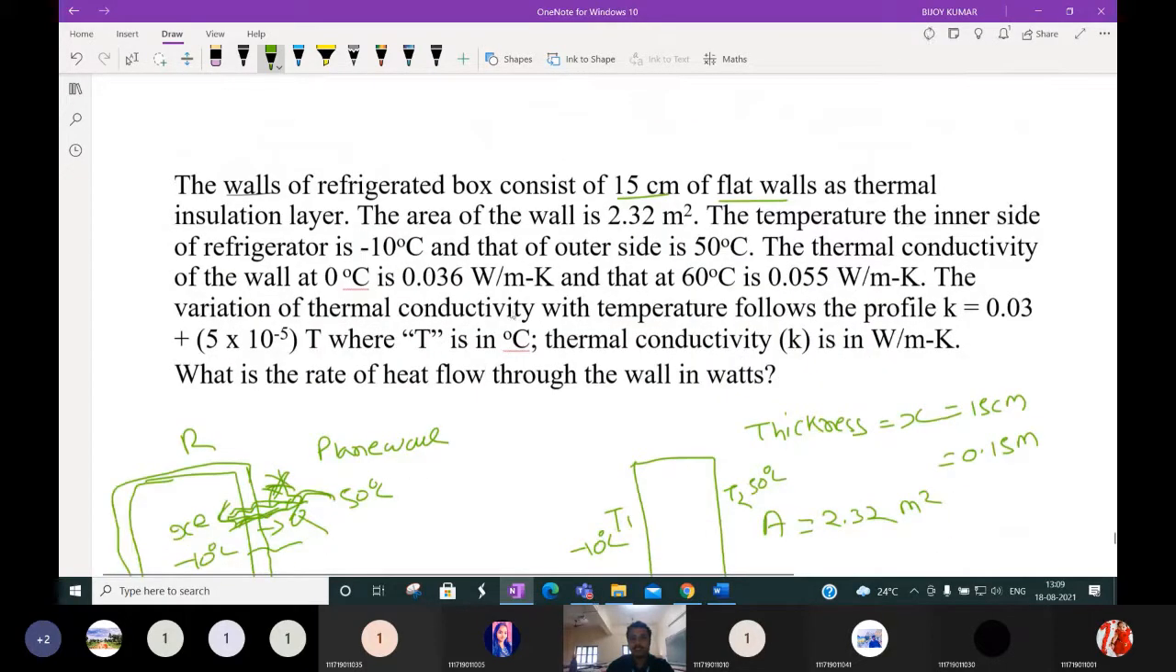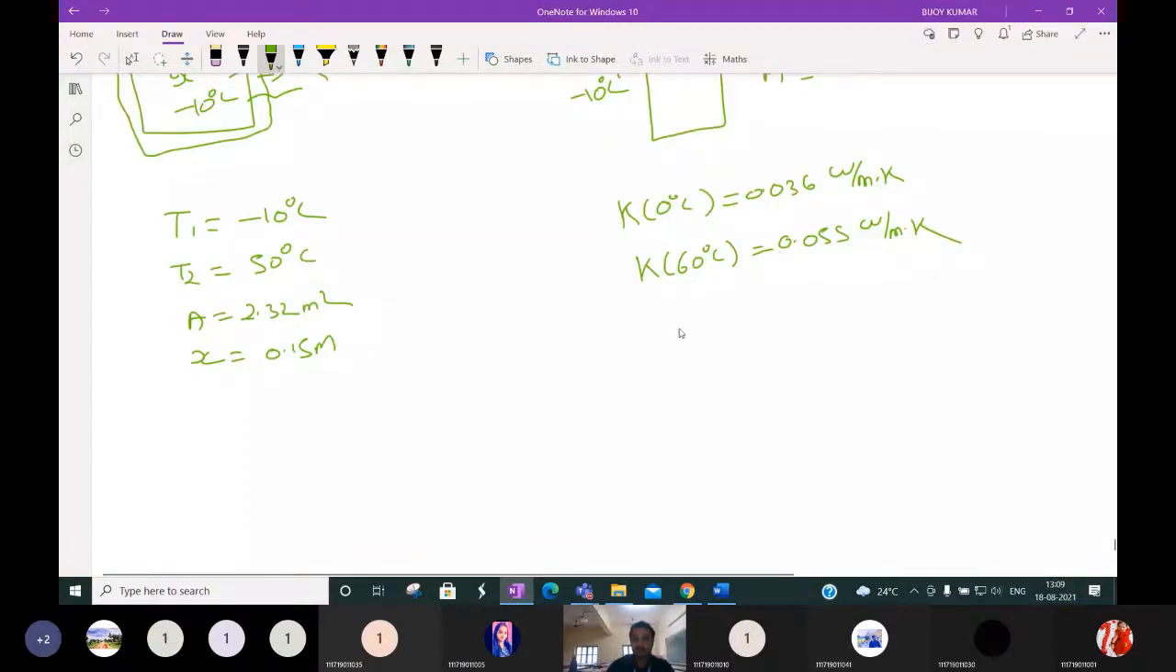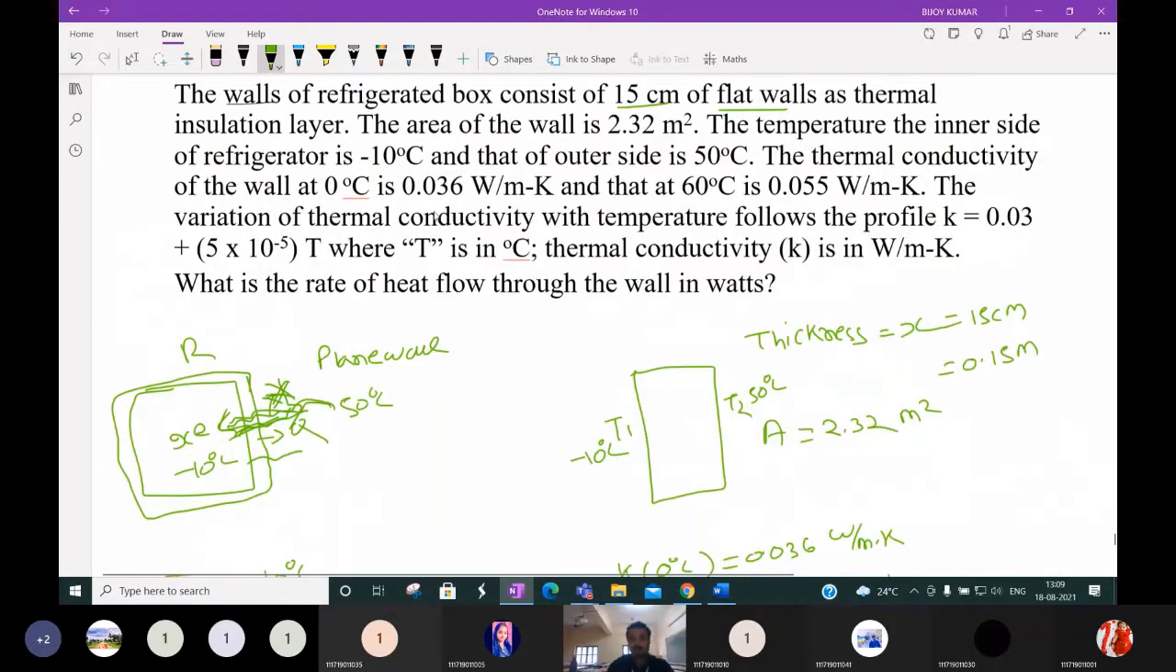Then the variation of thermal conductivity with respect to temperature follows a profile. It means the K profile is given. K is equal to 0.03 plus 5 into 10 to the power minus 5 into T. It is given T is in degree Celsius, and K value is given in watt per meter Kelvin. Okay, what is the rate of heat flow through the wall in watts?